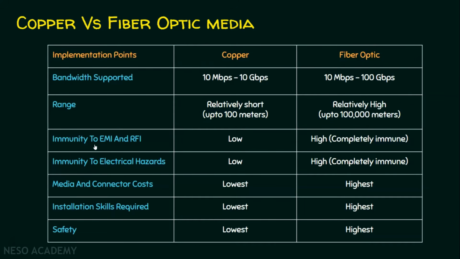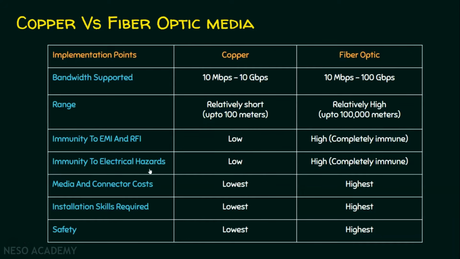What about the immunity to electromagnetic interference and radio frequency interference? Since copper cables carry the data in the form of electrical signals, it has a very low immunity power. Whereas fiber optic cables have high immunity power, we can also say it is completely immune. So the electromagnetic interference and radio frequency interference will not disturb the fiber optic data transmission.